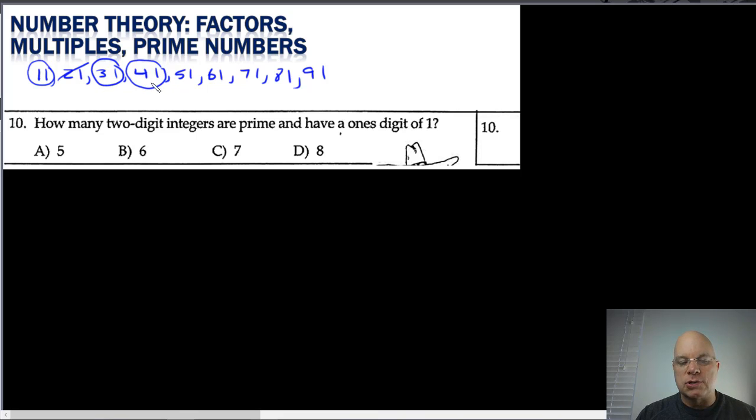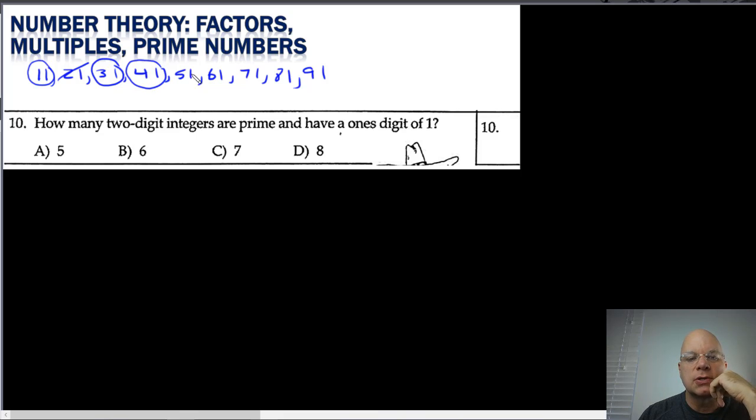For 41, it's not a multiple of 2 or 3 because 4 plus 1 is 5. If it's not a multiple of 2, I don't need to check any even numbers. It's not a multiple of 5, clearly. I have to think about 7, but 7 times 7 is 49. 7 times 6 is 42, and this is 1 less than that, so it can't be a multiple of 7. And I'm done checking there.